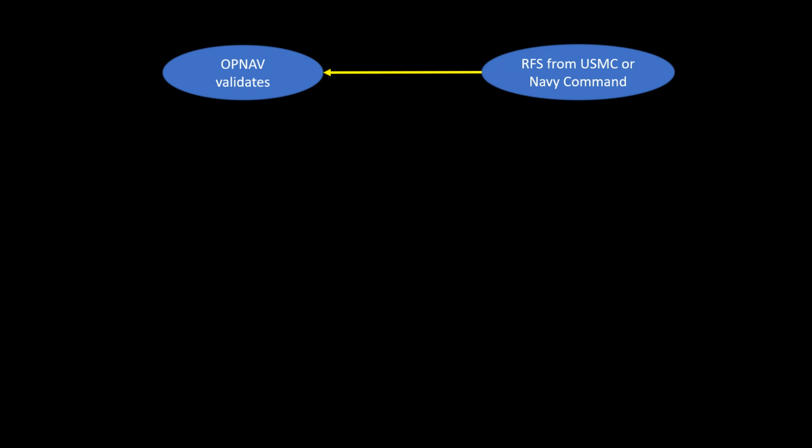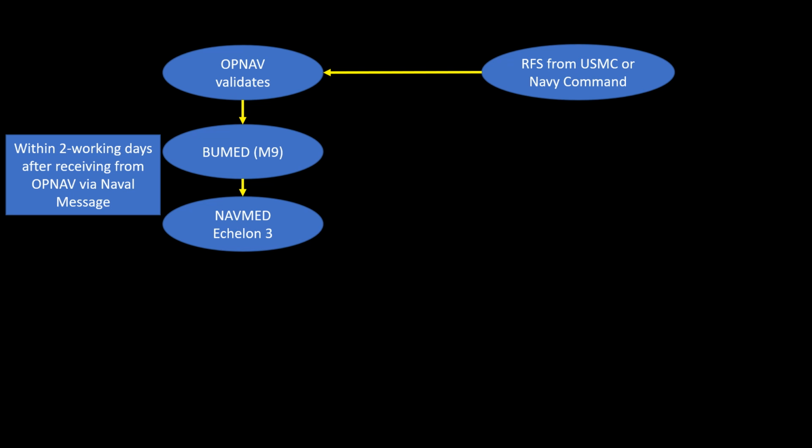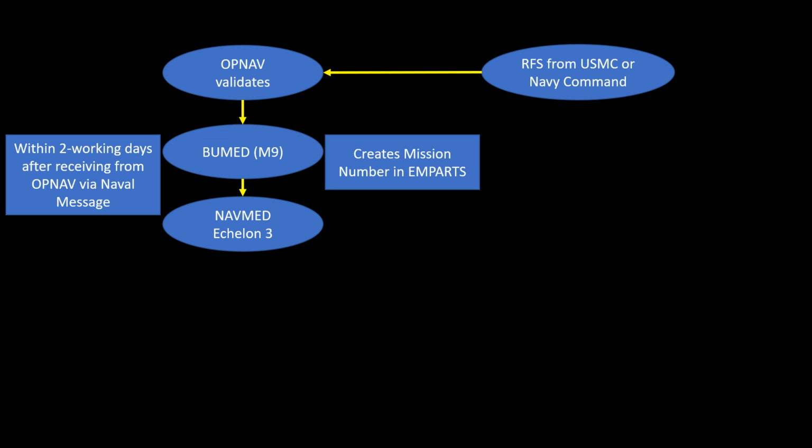There's a request for support or request for forces sent by a Marine or a Navy command or a Joint Service Command. That request is going to be sent to OpNav, the Echelon 1, and OpNav's going to validate that mission. Once they've validated it, they're going to kick it down to BUMED, more specifically BUMED M9, the Operational Medicine and Capabilities Development shop. BUMED M9 is going to kick it down to the NAVMED Echelon 3 within 2 working days after receiving it from OpNav via naval message. They're also going to create a mission number in MParts.